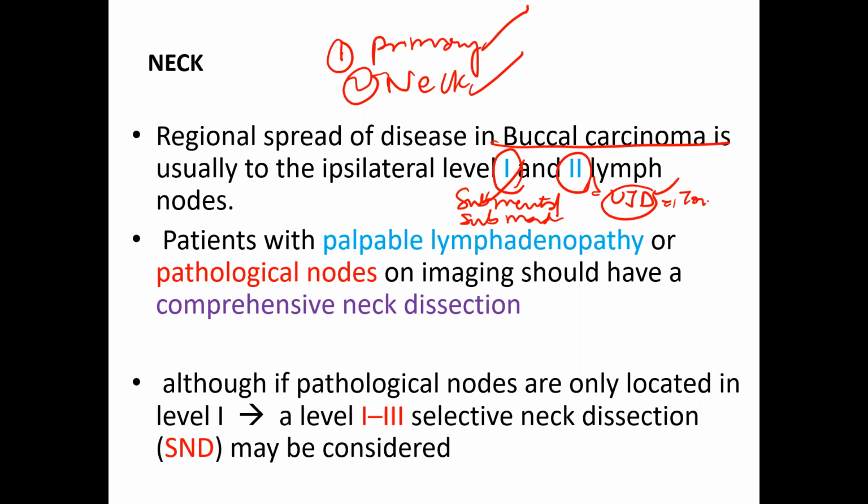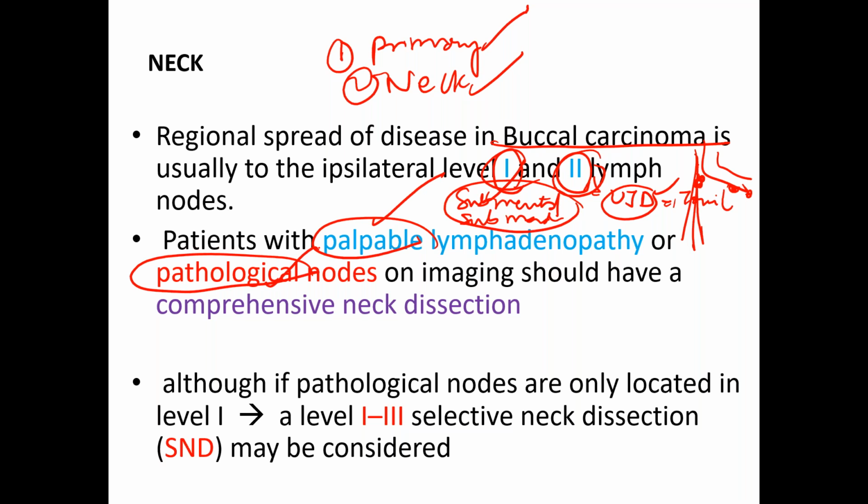That is the tonsil node, as you know. Below and behind the angle of the mandible, along the sternocleidomastoid, will be this node, and here will be the submental and submandibular nodes. These are the important nodes, level 1 and level 2. If palpable or pathological lymph nodes are there, you need to go for comprehensive neck dissection. The surgery done for lymph nodes is called neck dissection.